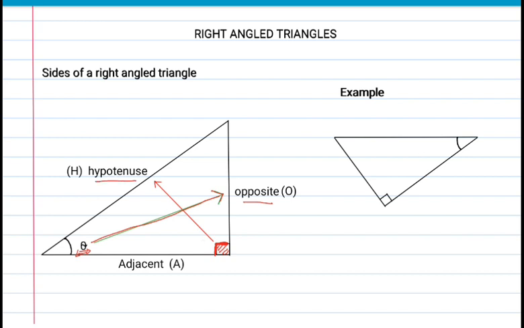So let's look at the example on the far corner. For this example, we have an angle. Let's say this angle is theta. For theta, what is opposite theta? Here is the opposite. And then what is opposite this 90-degree? We term it the hypotenuse, which is the longest side. And then the remaining one is the adjacent.